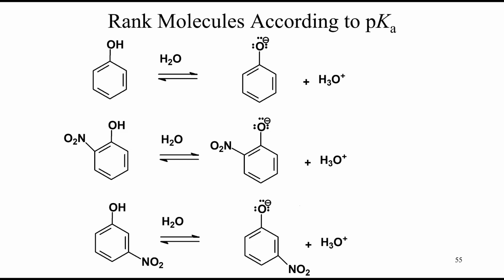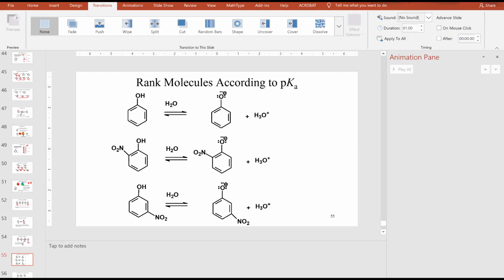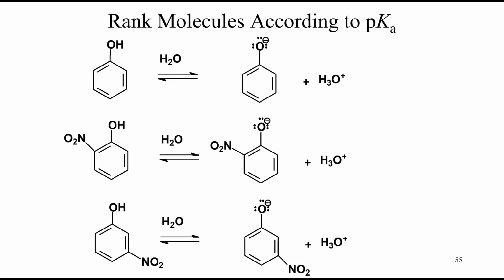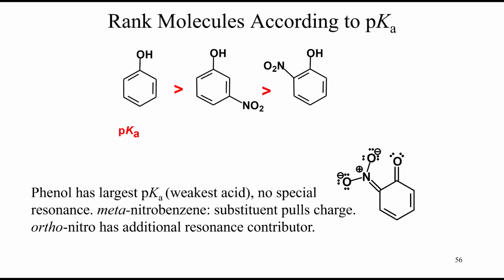Now let's try this. Let's see if you could rank these molecules in terms of pKa. We'll go from highest to lowest pKa. I'm going to pause the video and you decide which one's going to be the lowest pKa and which one will be the highest pKa. Okay, so here's the answer. Phenol with no electron withdrawing groups will be the weakest acid. So this is the highest.